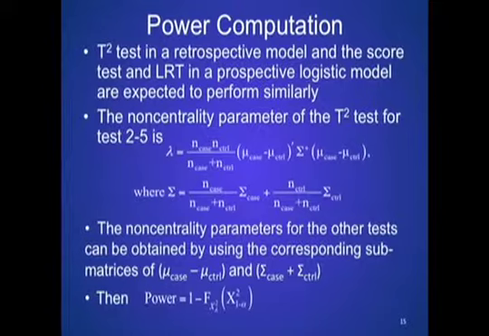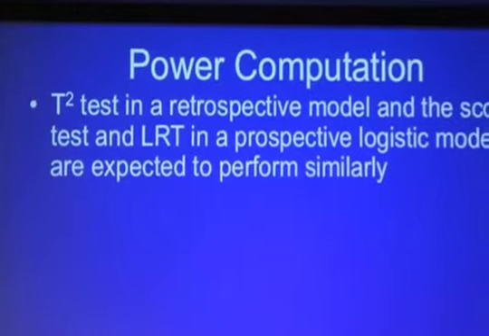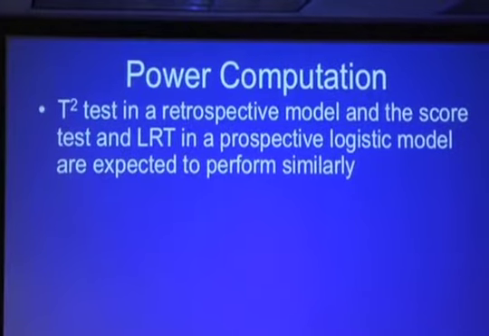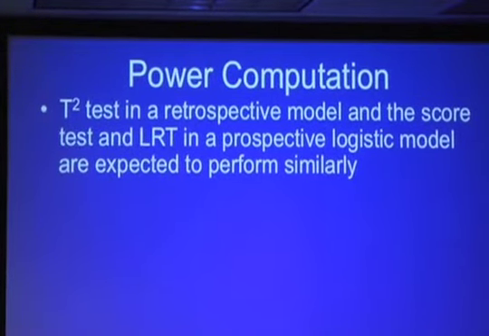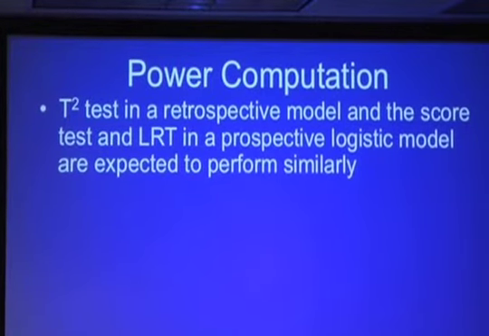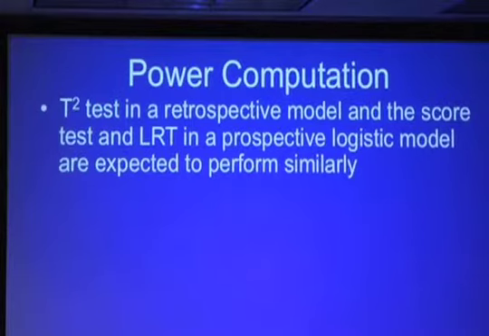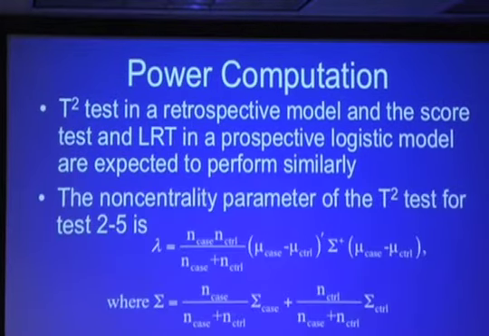Hotelling's t-squared in a retrospective model and the score test, the likelihood ratio test in a prospective logistic model are expected to perform similarly. That's the whole point. So why don't we do it this way? The beauty is when we do it this way, when we can actually do something about power, we can compute the power analytically without having to do all those simulations.